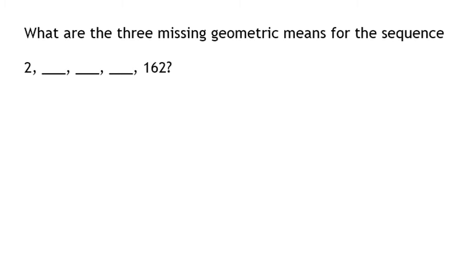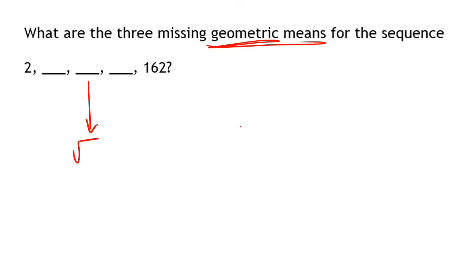So we're going to go ahead and use this idea of the geometric means first. Geometric means. And we'll start by finding this value. This particular value is the geometric mean of 2 and 162.